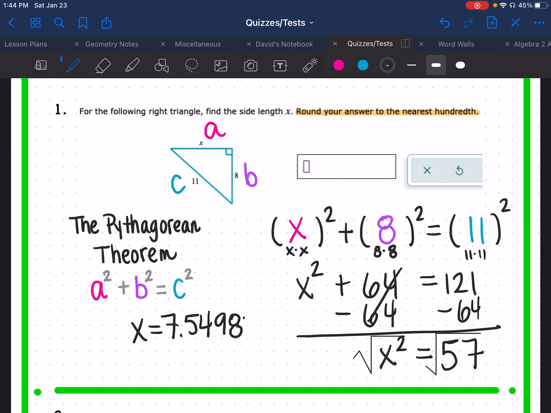7.5498 and there's a bunch more numbers, 4435 is what I can see. Now they are asking me to round to the nearest hundredth. They are asking me to round in question number 1 to the nearest hundredth.